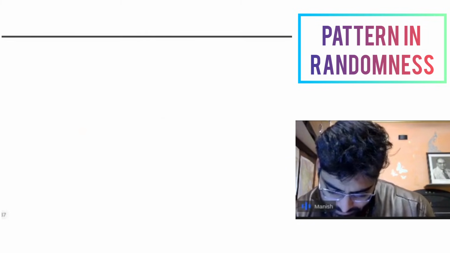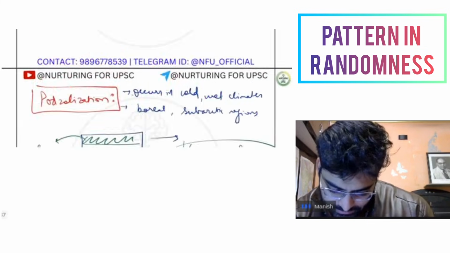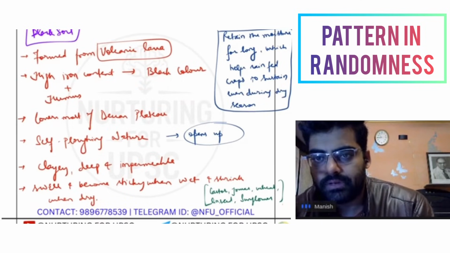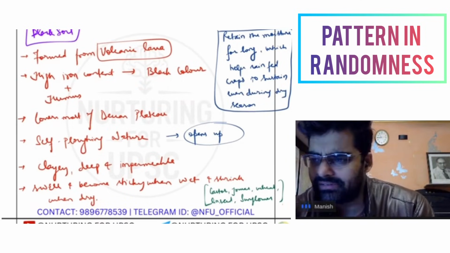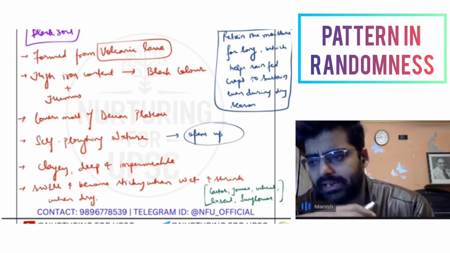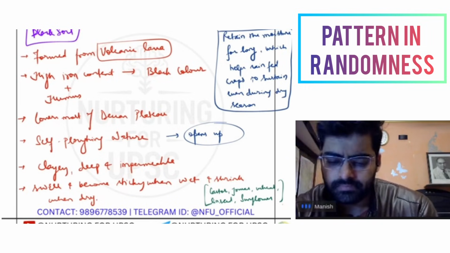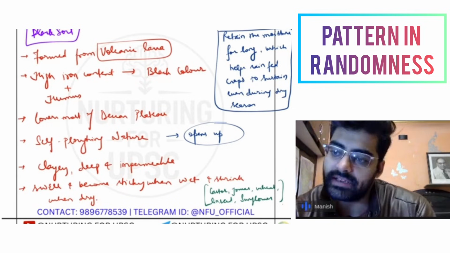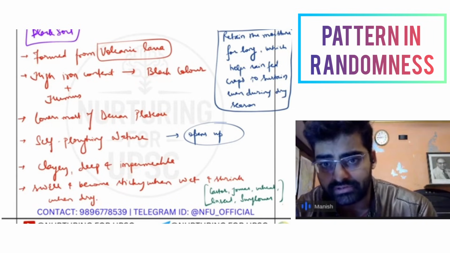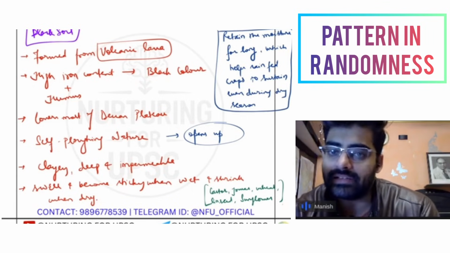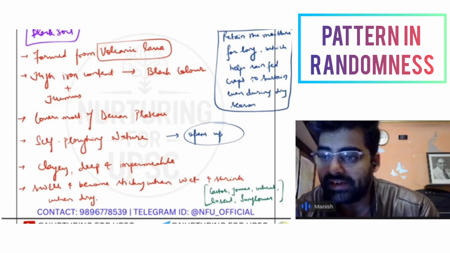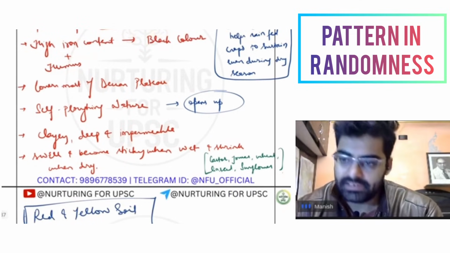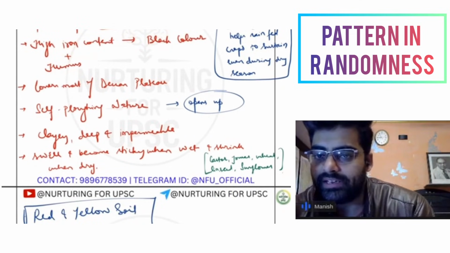All right. And the second type of soil is black soil. It is formed from volcanic lava. As you know, during the Cretaceous period, when the Indian plate was moving towards the north, it encountered lava outflow from the Reunion hotspot. The remains of that lava make black soil, and it has high iron content plus humus, and that's what gives it the black color. It covers most of the Deccan Plateau, and it has a self-ploughing nature.